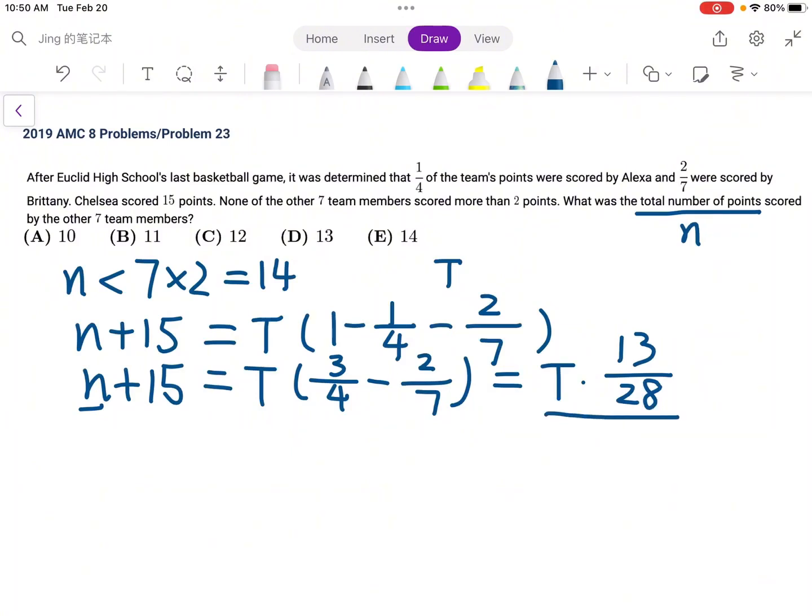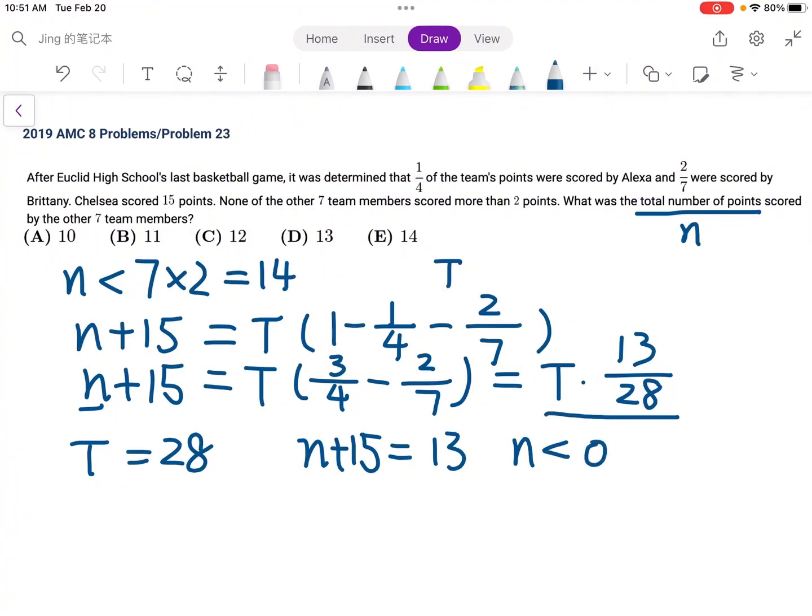So T has to be something divisible by 28. So the smallest T can be is T equals 28. In this case, n plus 15 equals T multiply 13 over 28 equals 13. Now n is a number smaller than 0, so that's not possible.